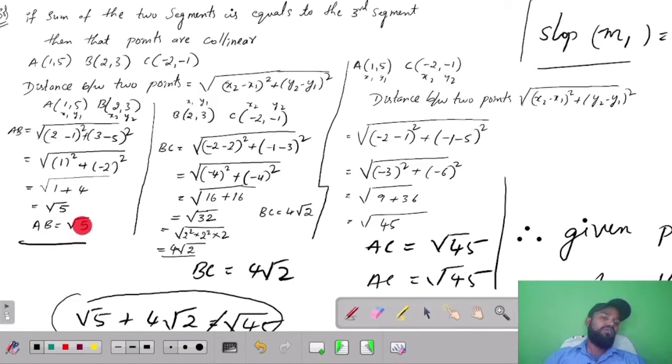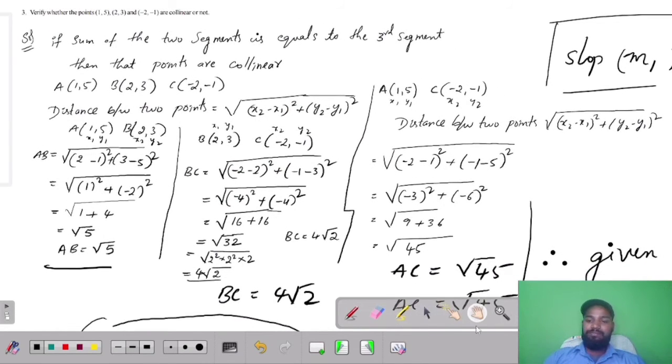So I got the value root 5. And for B and C, I substituted the values and got the BC value. And for A and C, I substituted the values and got the AC value. Then compare the sum of two segments with the third segment. If they are equal, the points are said to be collinear. Otherwise, they are not collinear. So this is your third solution. Okay, clear? So moving to the fourth solution.